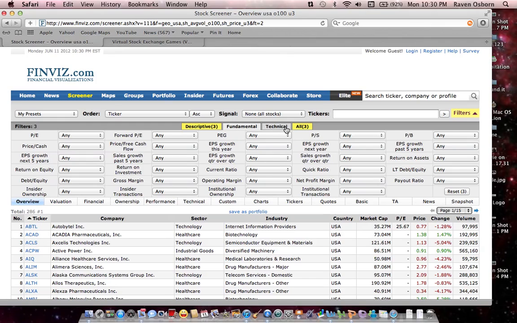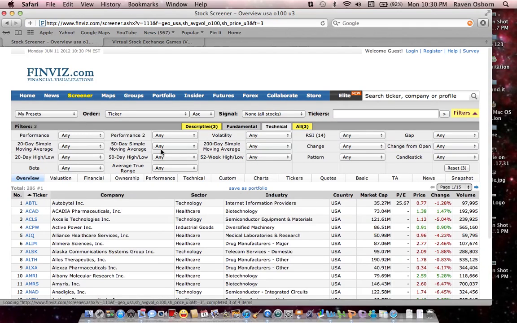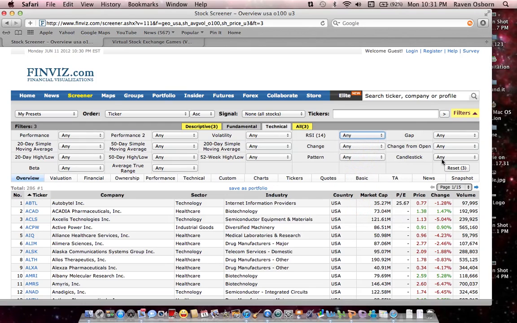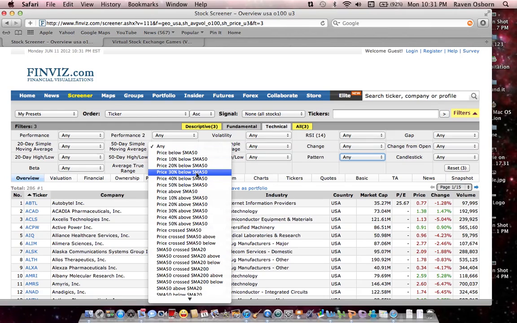So moving on from fundamental, we're going to go to technical here, and this is usually what we've been using. We've been using technical trading, technical analysis through stockcharts.com. So we come in here, here it is RSI, and you can choose overbought or oversold. You can look for a specific candlestick, and you can look for patterns here. 20-day, 50-day moving average, if you want the price 30% below the moving average of 50.